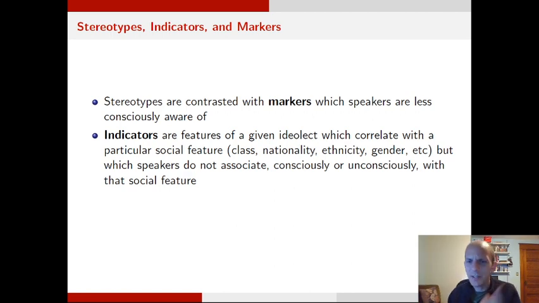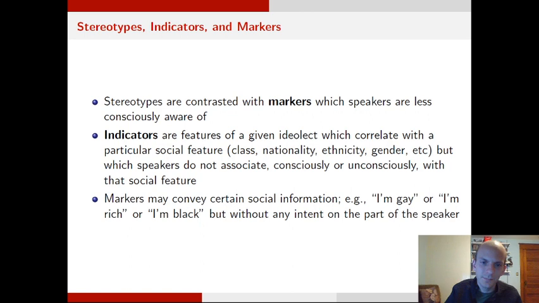The actual terms here, stereotypes, markers, and indicators, I don't really care that much about. They're a bit dated at this point. You may still see them if you take further sociolinguistics classes, like the one that I teach in the fall, which you should. Or if you do any sociolinguistic reading, you might run into these, but I don't really care that you know exactly what these terms are. What I care about is that you understand the awareness distinctions, that some connections people are very aware of and some people aren't.